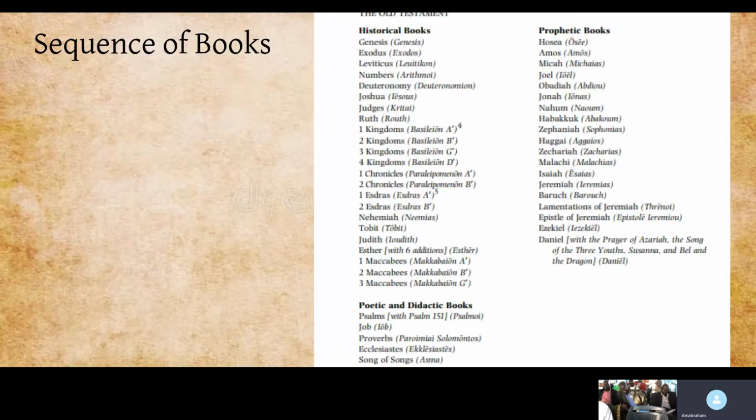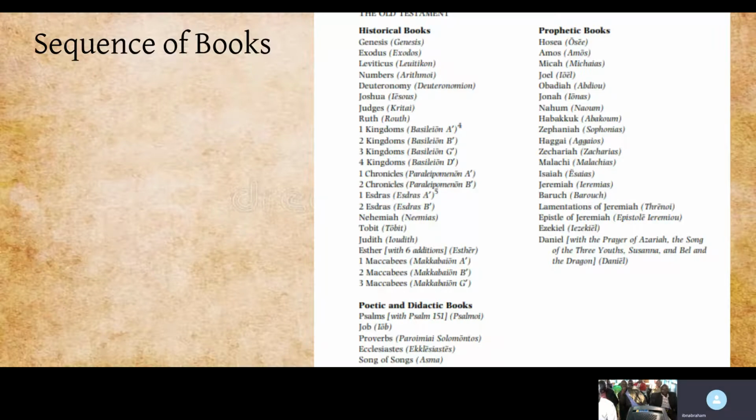In the Eastern Orthodox Church, the Greek Orthodox Church, if you look down here you see Genesis, and then in parentheses you have the Greek name transliterated into English letters. So Genesis, Exodus, Leviticon, Arithmoi, Deuteronomion, Jesus, Kritai, Ruth, Basileon A, Basileon B, Basileon Gamma, Basileon Delta. So First and Second Kingdoms in the Greek Old Testament is actually what we would call First and Second Samuel. Third and Fourth Kingdoms in the Greek Old Testament is what we would call First and Second Kings.